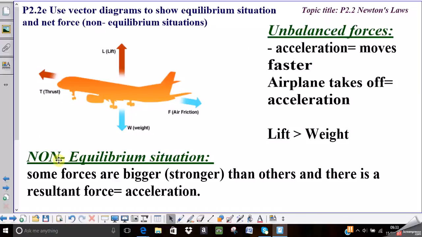Again, we're back in non-equilibrium situations, unbalanced forces. We're going to take the situation when we have acceleration, when the object is moving faster. Well, this is happening always when an airplane takes off. It's an acceleration, because if we look at this diagram, we see that the thrust and the air friction are the same in value, but the lift is going to be larger than the weight pushing downwards. So that means the force of lift is larger than the force of weight, and in this situation the airplane will accelerate upwards.